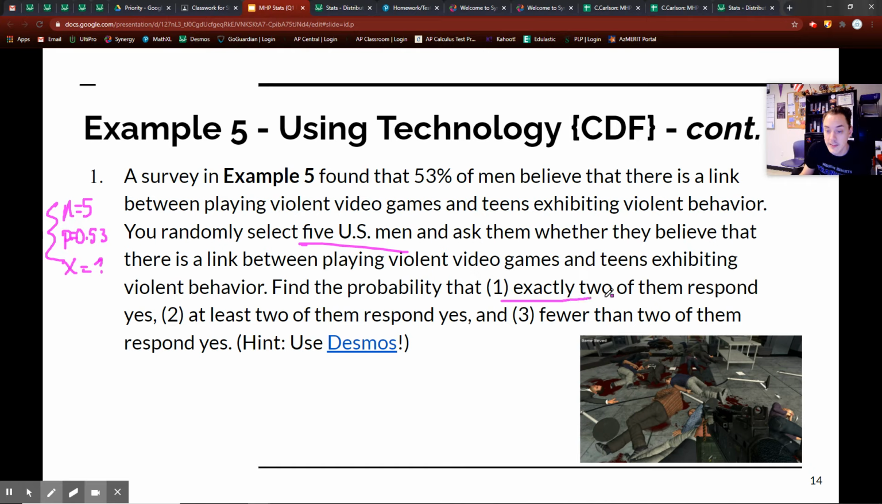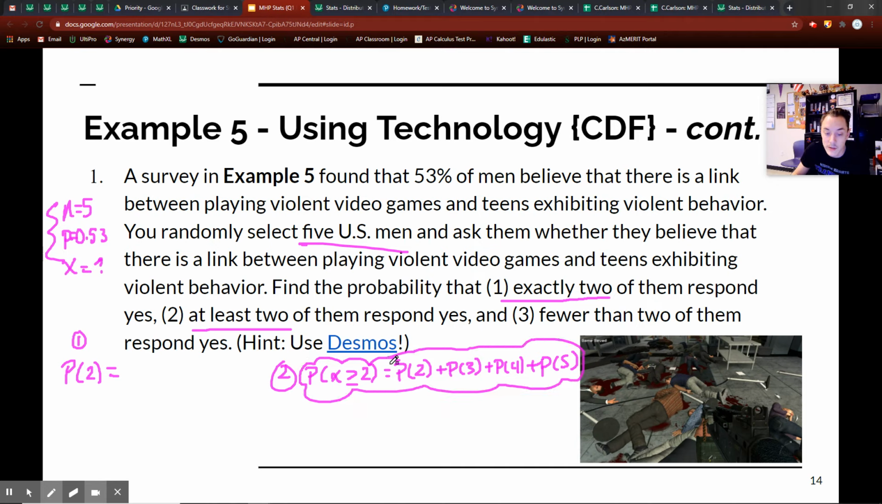So find the probability of exactly 2. The first thing we want to find is the probability of exactly 2. That's the first step. The second thing that they want us to find is at least 2. So again, the probability of x being greater than or equal to 2, which is the same thing as saying probability of 2 plus probability of 3 plus probability of 4 plus probability of 5. Do you want to do all that by hand? Of course not. So you're going to be using Desmos. So what does the probability of x greater than or equal to 2 actually equal? We're going to find that out.